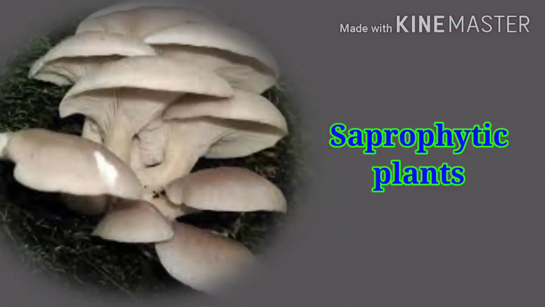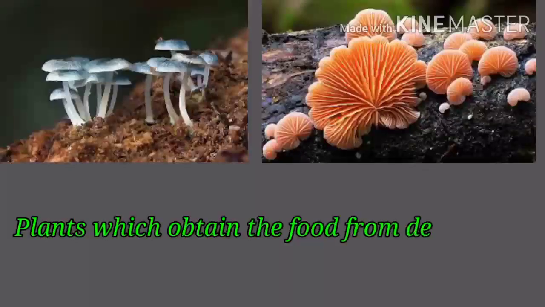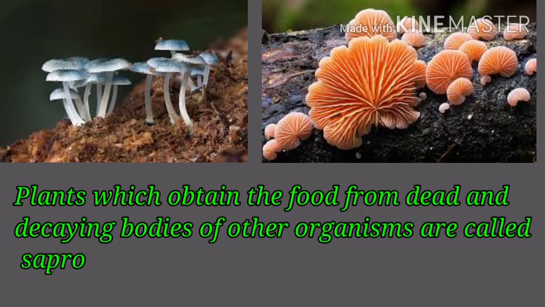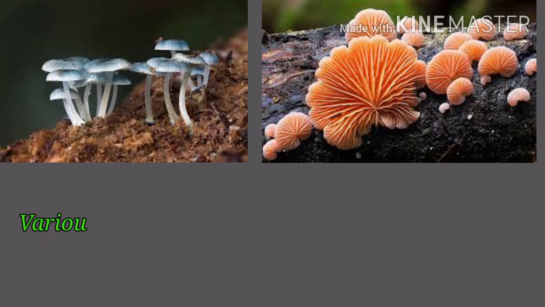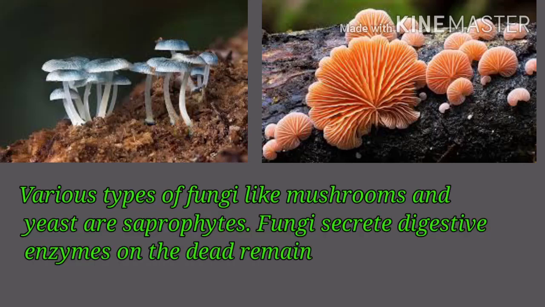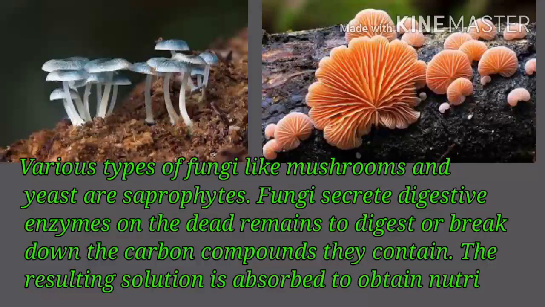Saprophytic plants. Plants which obtain food from dead and decaying bodies of other organisms are called saprophytic plants. Various types of fungi like mushrooms and yeast are saprophytes. Fungi secrete digestive enzymes on the dead remains to digest or break down the carbon compounds they contain. The resulting solution is absorbed to obtain nutrients.